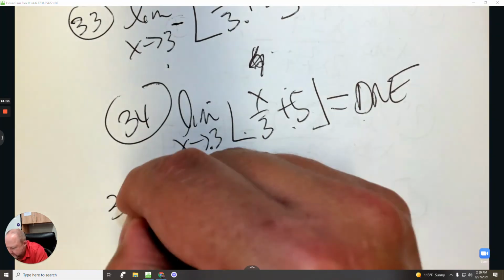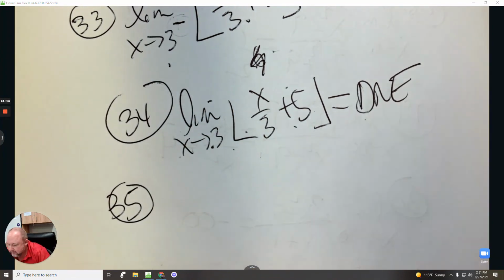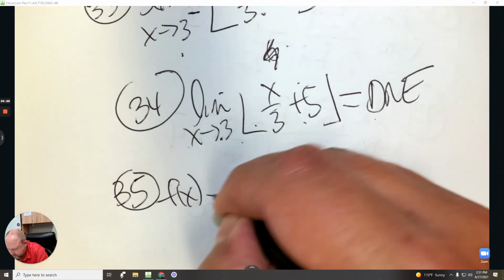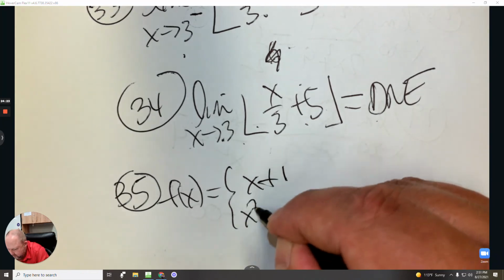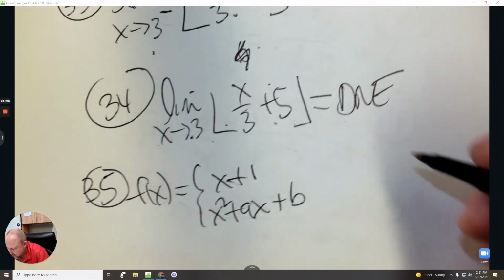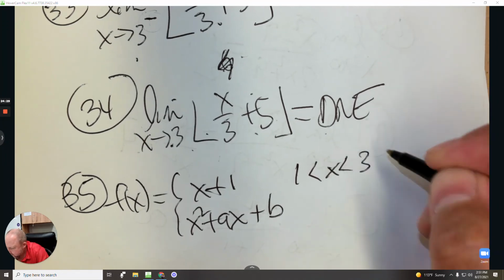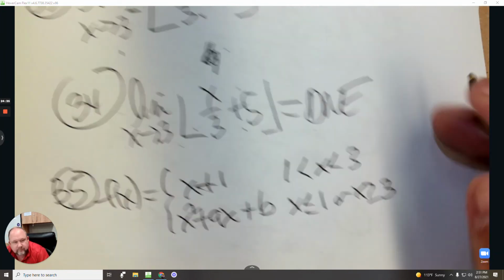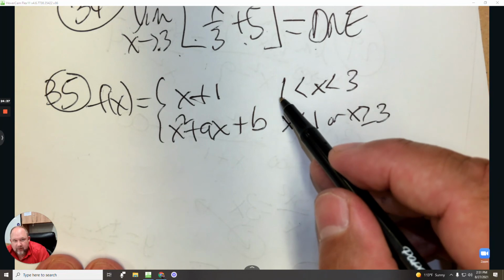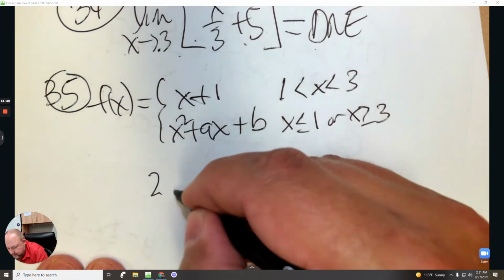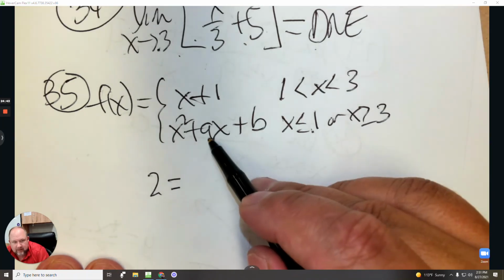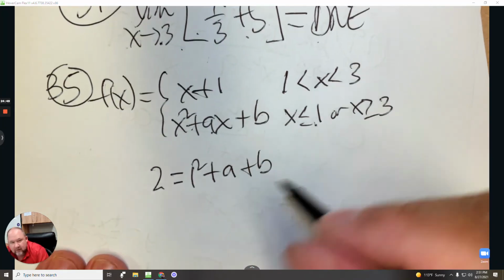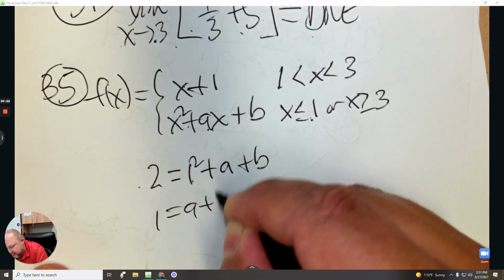And the last question. Find the values of a and b that make it continuous. We're going to plug 1 into the top. That's 2. And then we're going to plug 1 into the bottom for x. That's 1 squared plus 1a plus b. So if I subtract 1, a plus b equals 1.